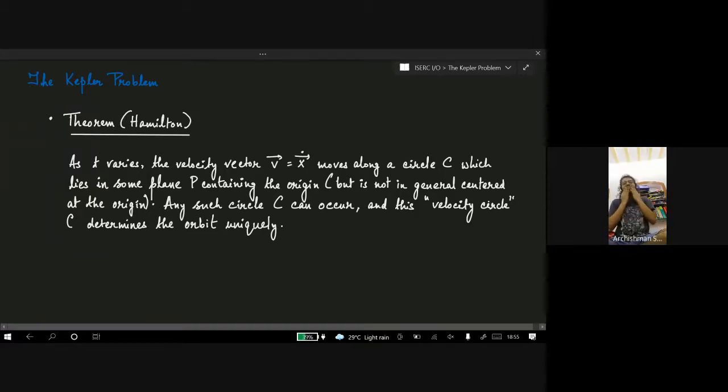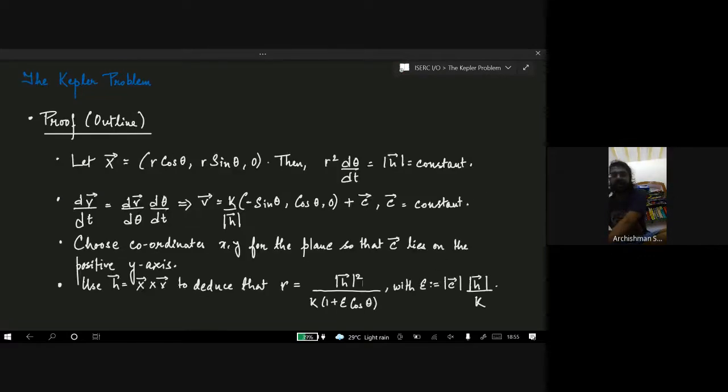So let's look at the outline of the proof. As I mentioned, you can put the position vector in the xy plane. Can you go to the previous slide? Sure.